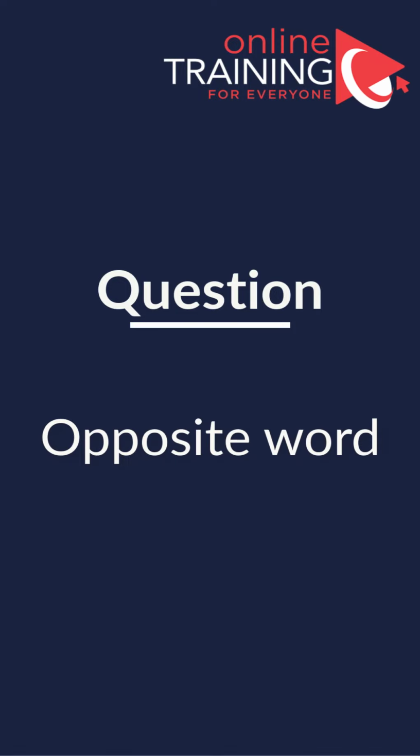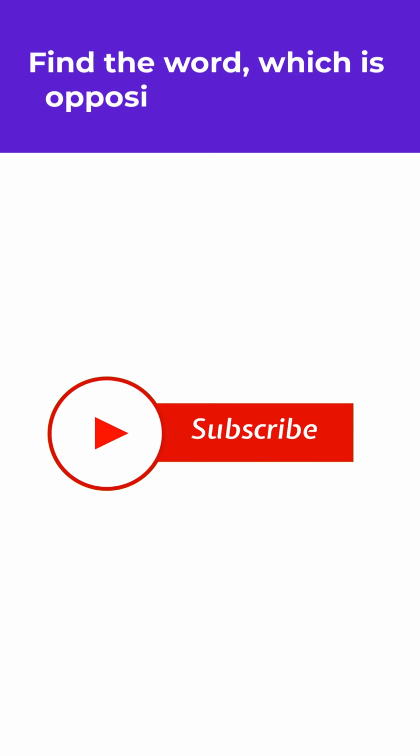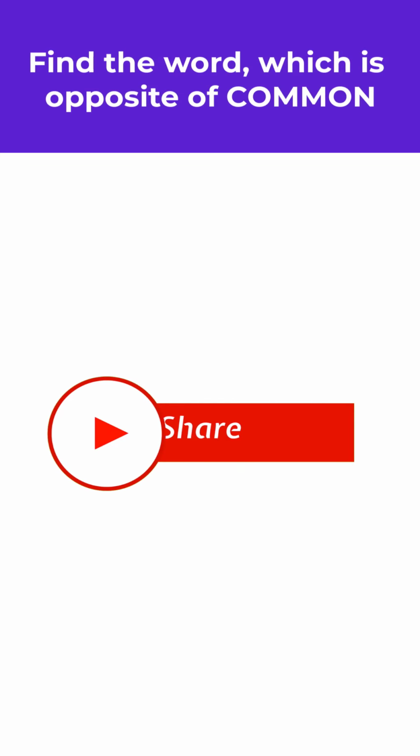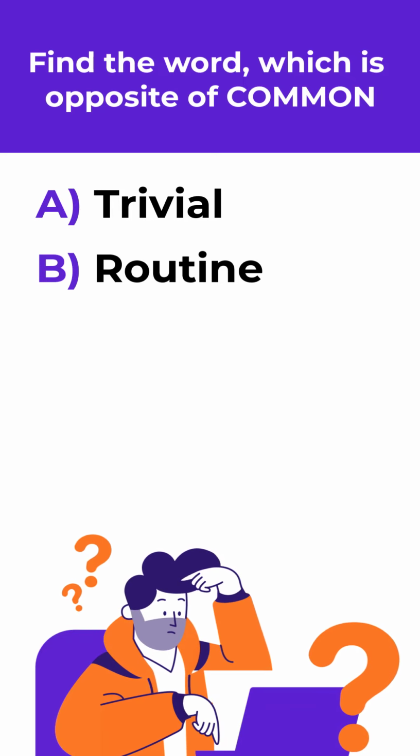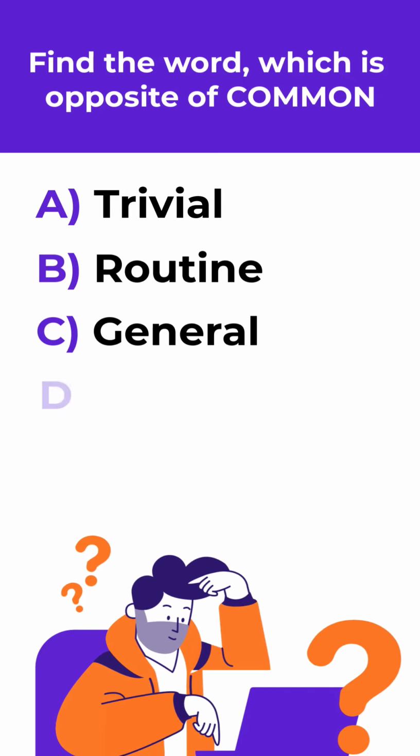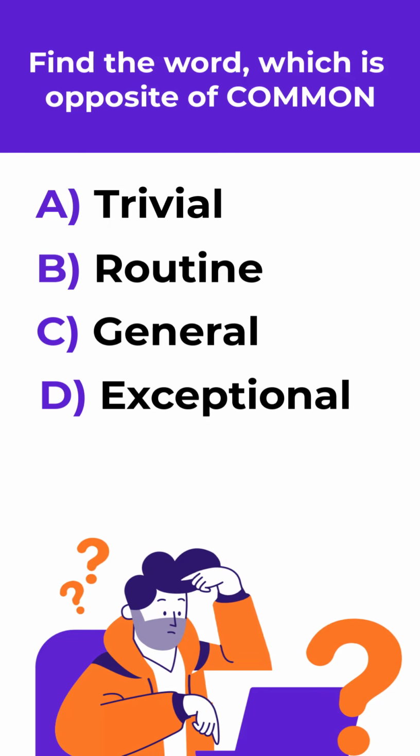Here's an interesting question where you need to select the word which is opposite of the word common. You have 4 different choices. Choice A, trivial. Choice B, routine. Choice C, general. And choice D, exceptional. Do you see the solution?